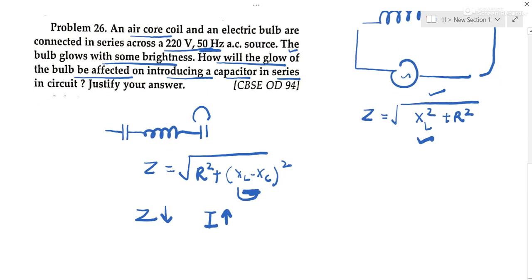So this can be framed as an MCQ. What happens to the brightness of the bulb when a capacitor is inserted? Increases, decreases, remains same, becomes double, or like that.